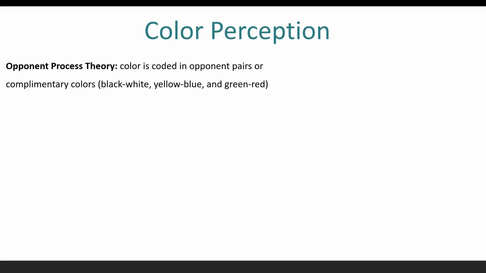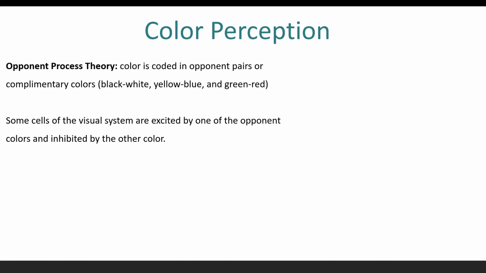And then there's also the opponent process theory, in which color is coded within our brain in opponent pairs or complementary colors. So black paired with white, yellow paired with blue, and green paired with red. And some cells in our visual system are excited by one of the opponent colors and then inhibited by the other color. And this is called the opponent process theory.